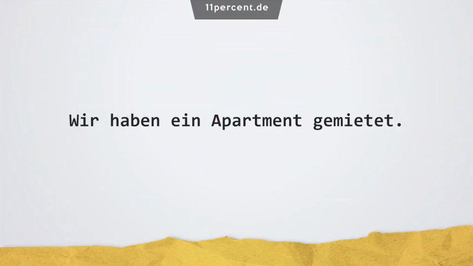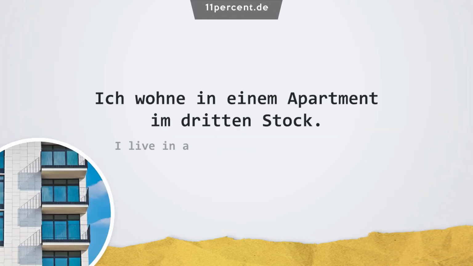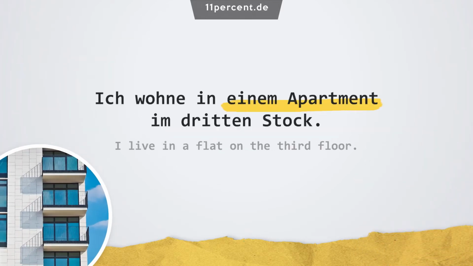Let's see some examples. Wir haben ein Apartment gemietet. We have rented an apartment. Ich wohne in einem Apartment im dritten Stock. I live in a flat on the third floor.